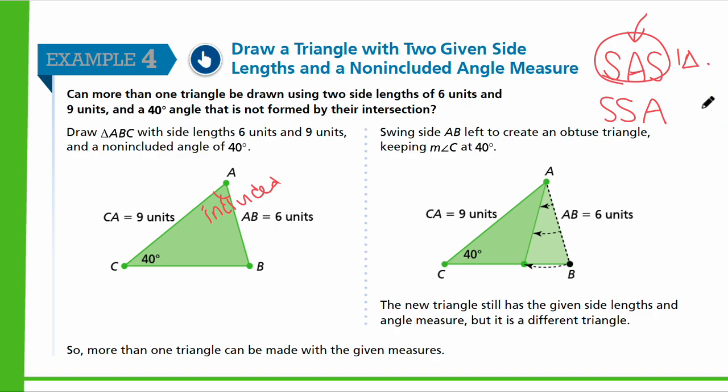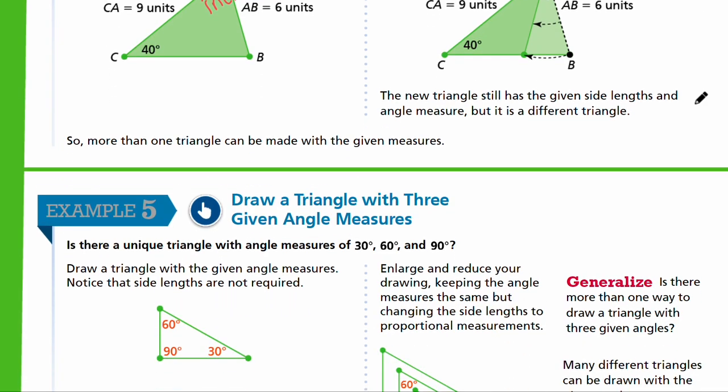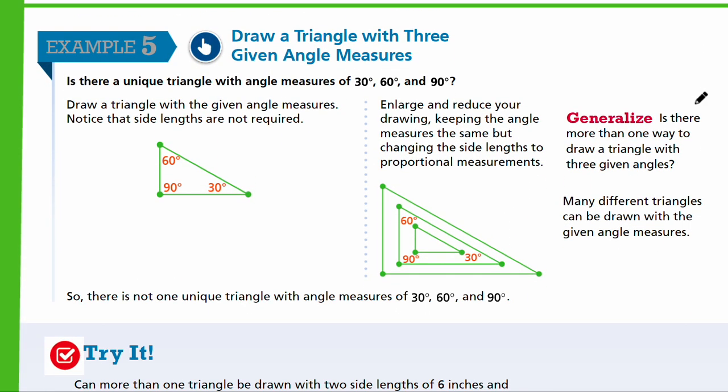So more than one. This one doesn't really work for one triangle. Let's look at example 5. Draw a triangle with 3 given angle measures. Is there a unique triangle with angle measures of 30, 60, and 90 degrees? If you have all the same angles, right? If we have fixed side measures, then it's going to be one triangle. What about 3 same fixed angle measures?